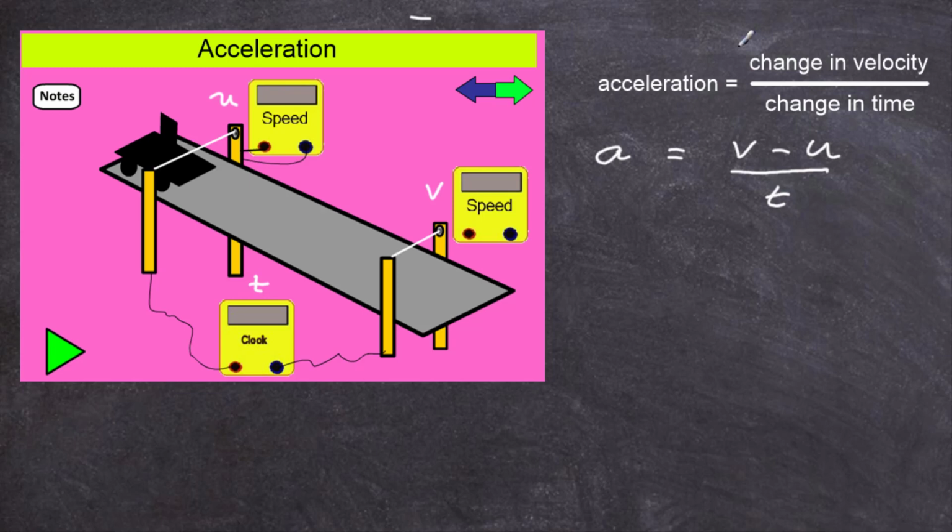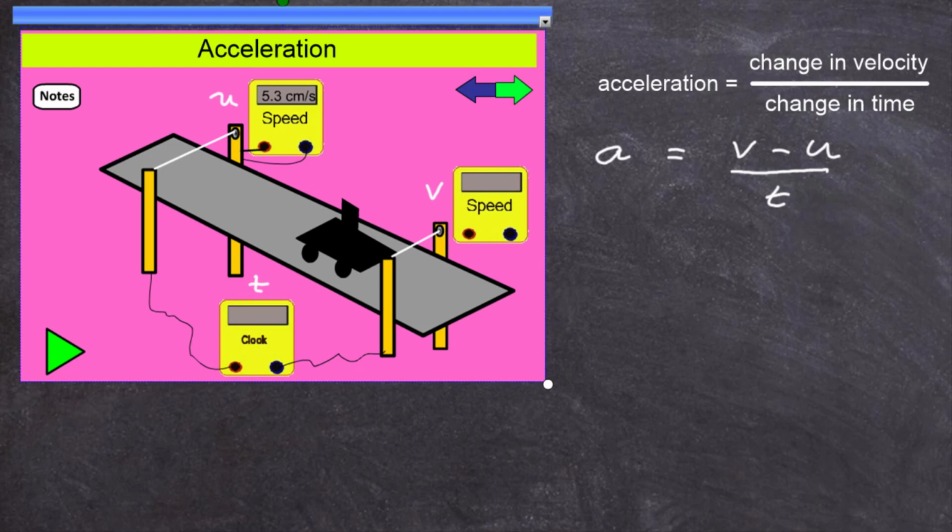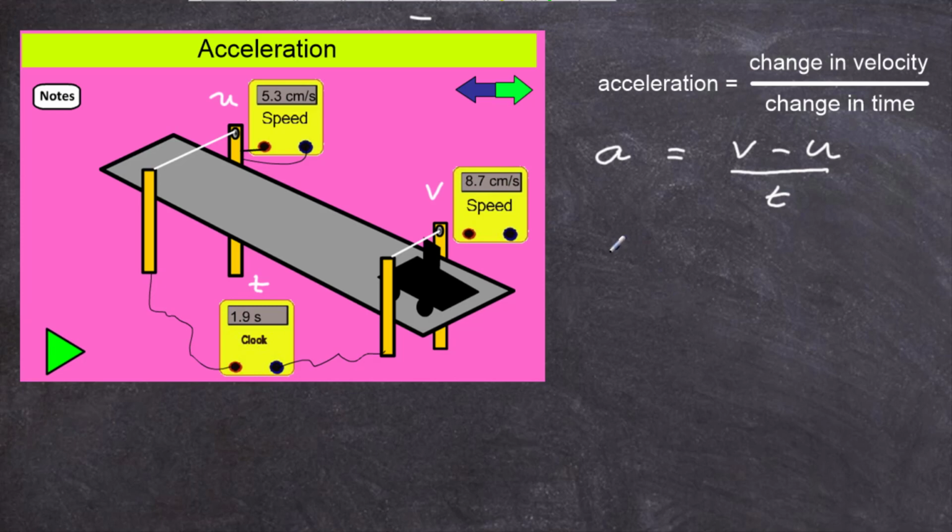So let's set the little trolley on its motion, and there it goes. And you can see our data is as follows. The initial velocity is 5.3 centimeters per second. Our final velocity is 8.7 centimeters per second. So we can put these into an equation, and we can do the following calculation.